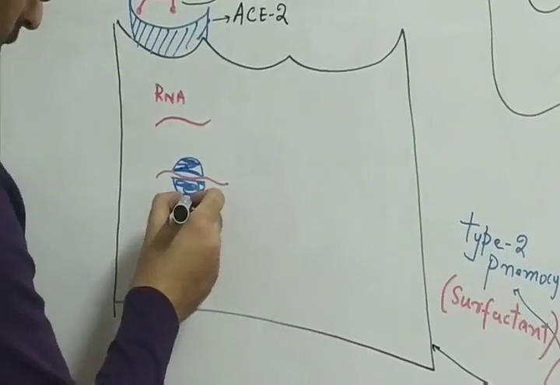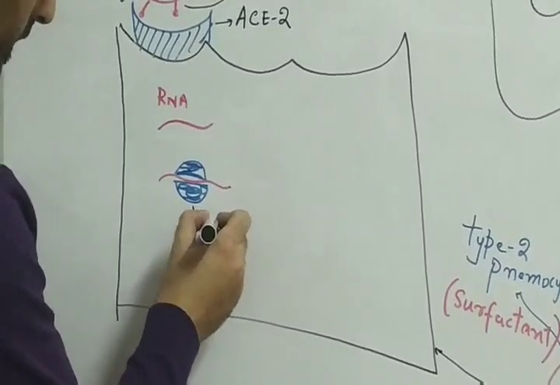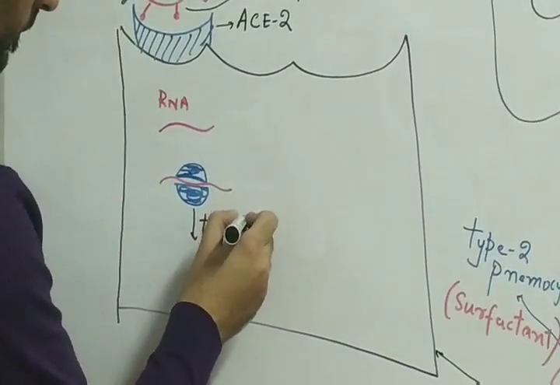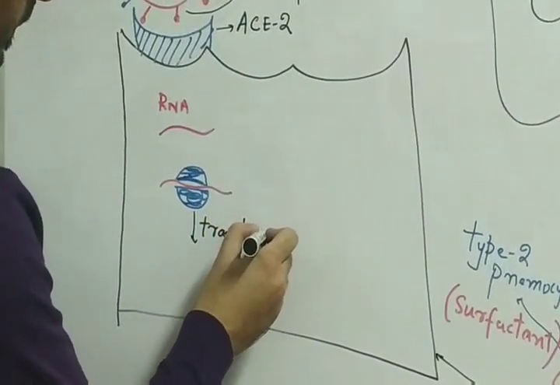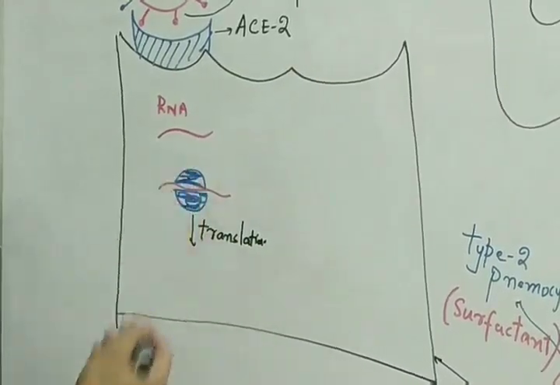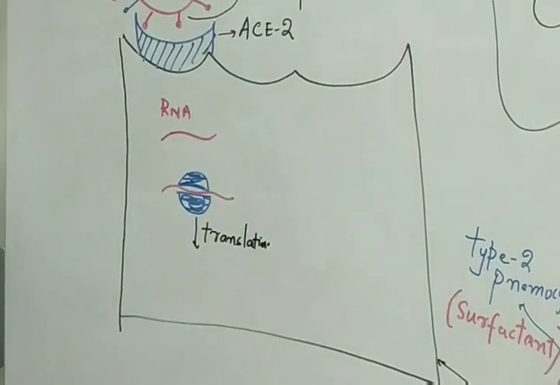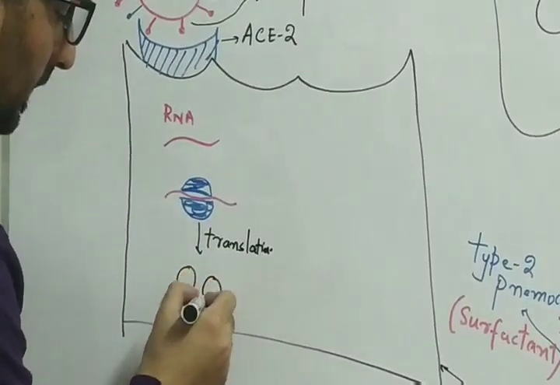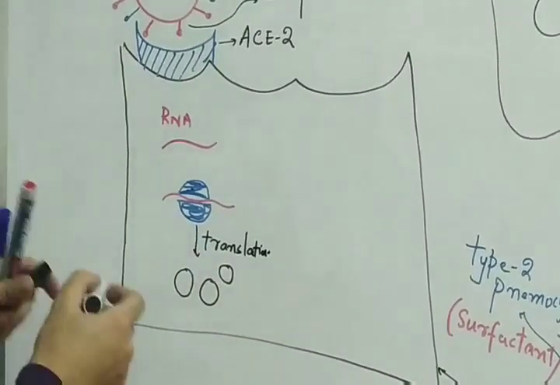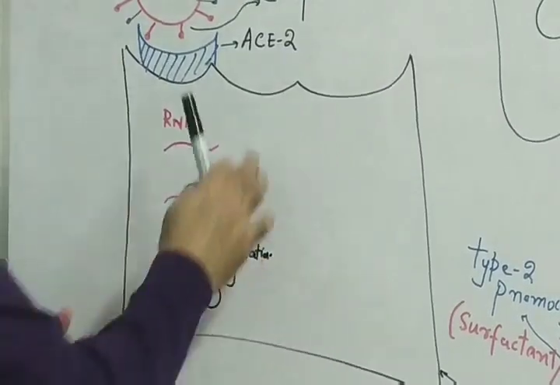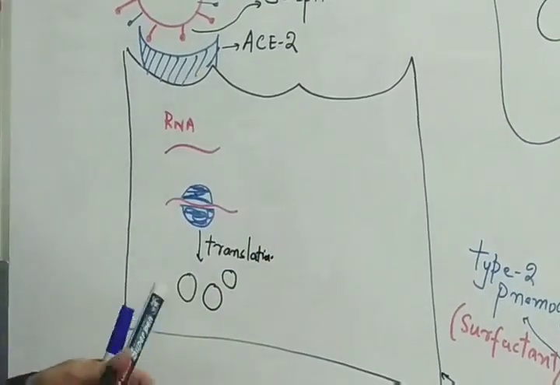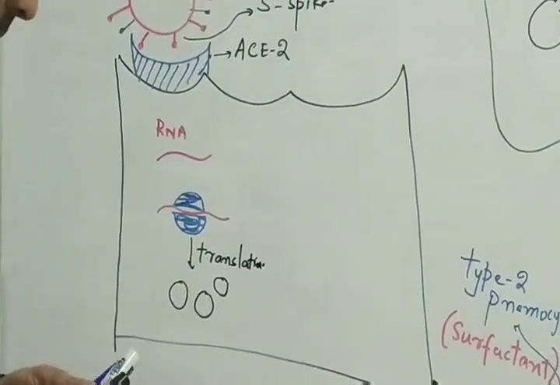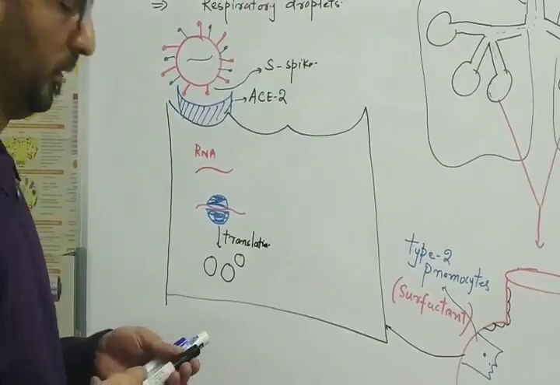Here is the formation of, we can say, translation. There is formation of the special proteins. I don't go into depth. So there are forms of the special proteins like this. This is an enzyme present within the pneumocytes. That enzyme is called RNA-dependent RNA polymerase.